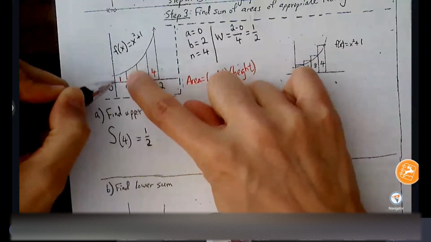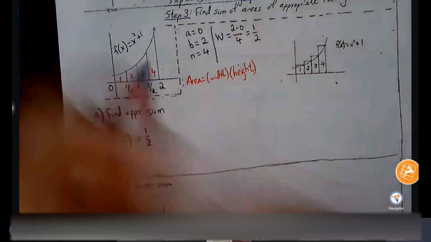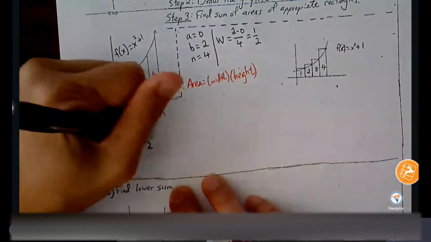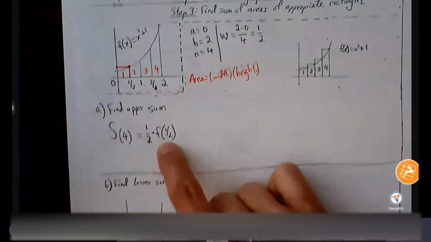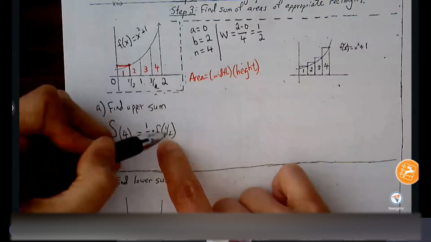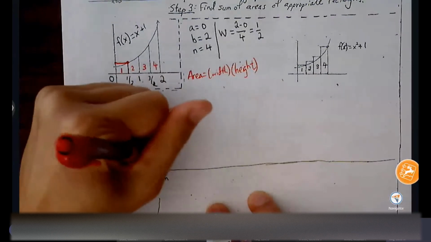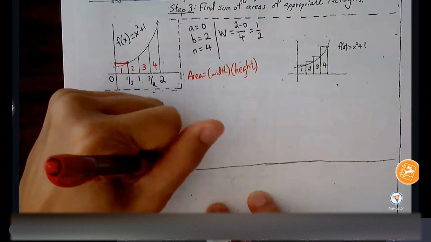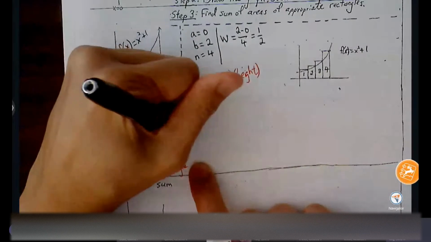So I'm going to choose the higher of the 2 points on the curve. Between f of 0 and f of 1/2, I see f of 1/2 is higher. So I'll let f of 1/2 be the height of my first rectangle. Whatever this value is, after I plug 1/2 into x, 1/2 times that height is going to be the area of my first rectangle.